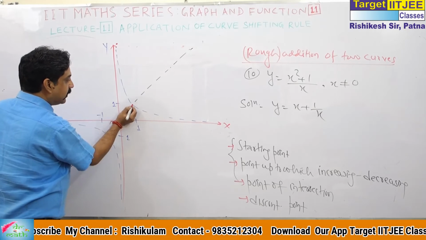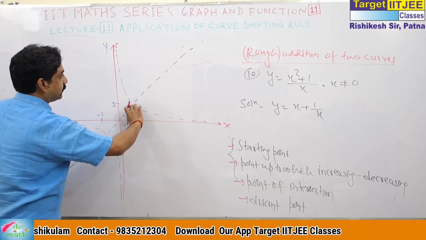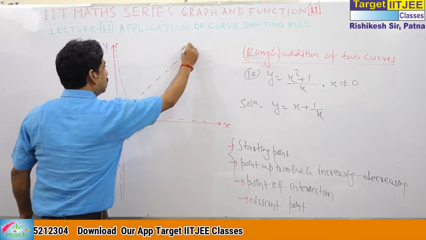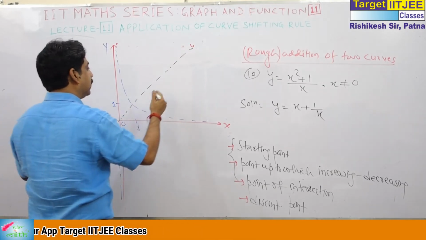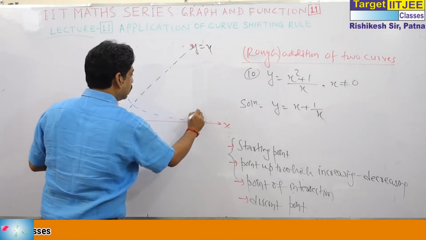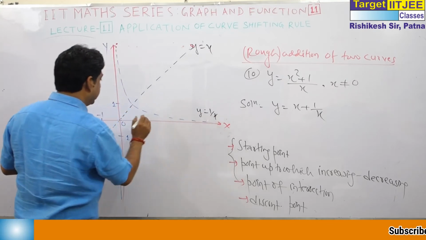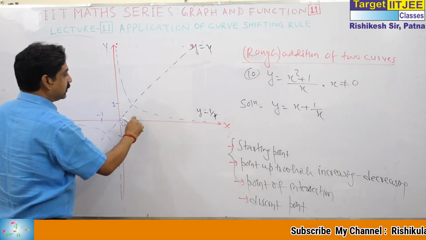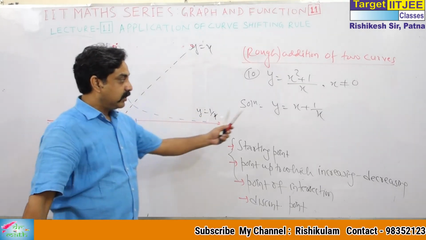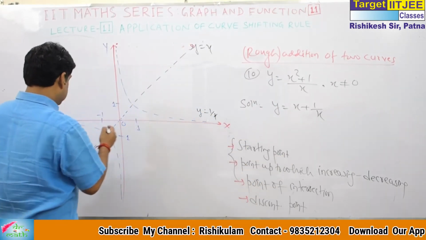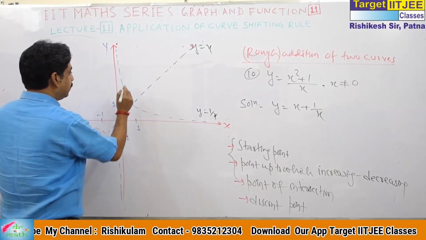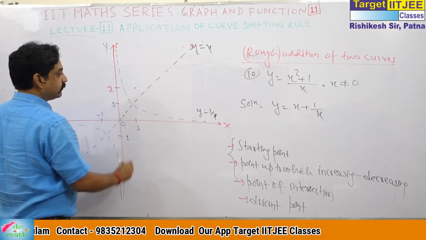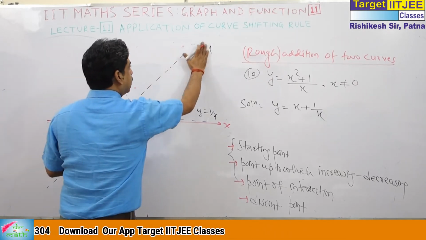They meet at 1. At 1, this ordinate is 1. This is y is equal to x and this is y is equal to 1 by x. Ordinate of this is 1 and this is 1. 1 plus 1 is 2, and x is equal to 1. So it will go up to 2 and come to infinity.